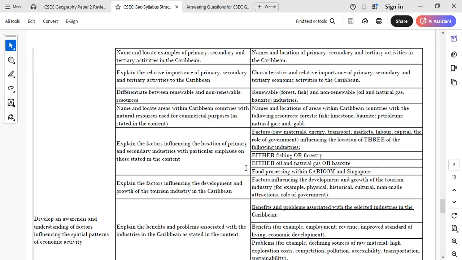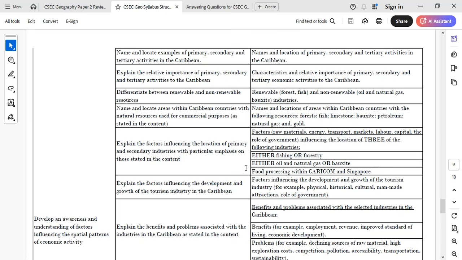Because you can actually be asked to draw a map of a country in the Caribbean that has a particular major resource. If you studied forestry, then you could pick Guyana. If you chose mining of bauxite, you could pick that country. That's why whichever case study you choose, you must know where in the respective territory the activity takes place. You should know at least two place names where the activities take place.